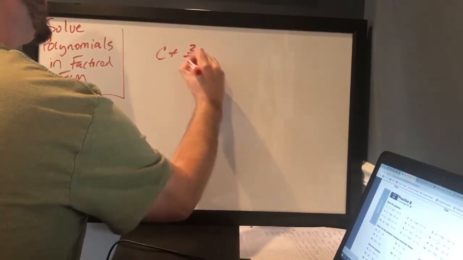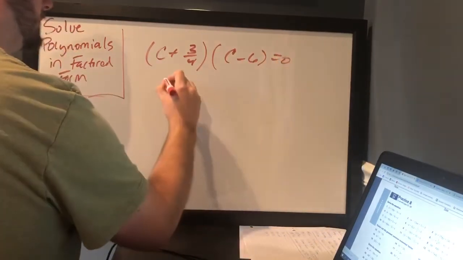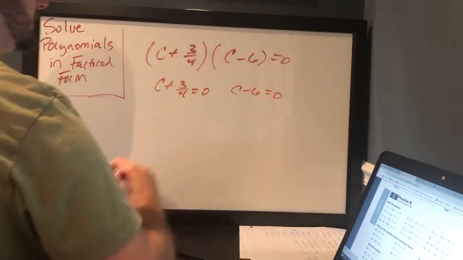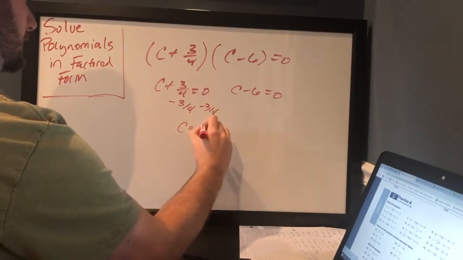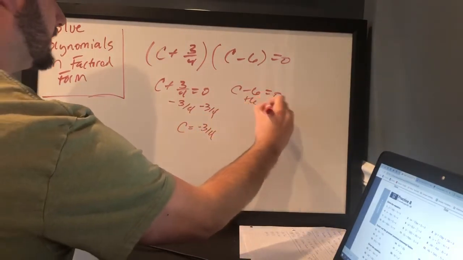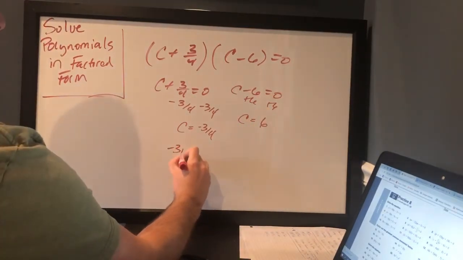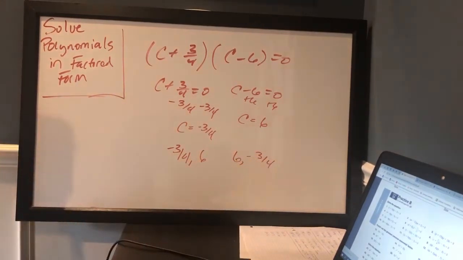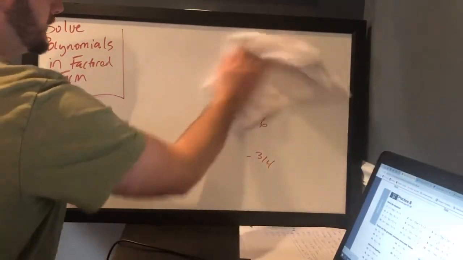All right, so C, we're going to do C plus 3/4 times C minus 6 equals 0. So C plus 3/4 equals 0, C minus 6 equals 0. Subtract 3/4, so C equals negative 3/4. Add 6, C equals 6. So possible answers you'd be able to enter for this are 6 and negative 3/4, like that. All right? Okay.